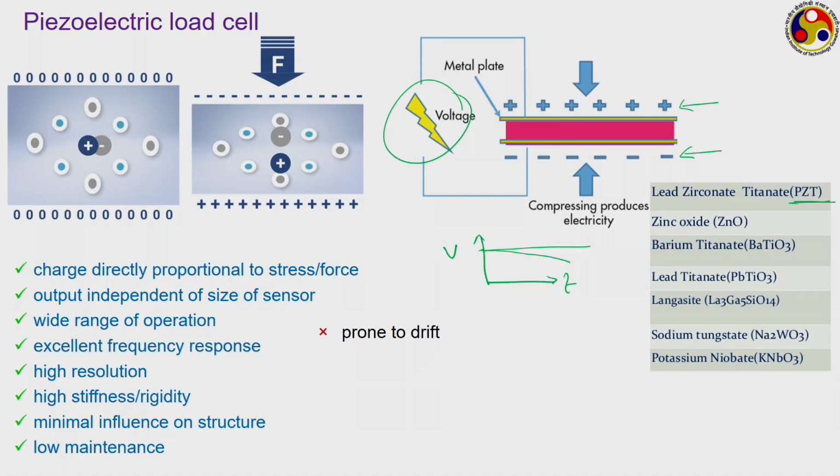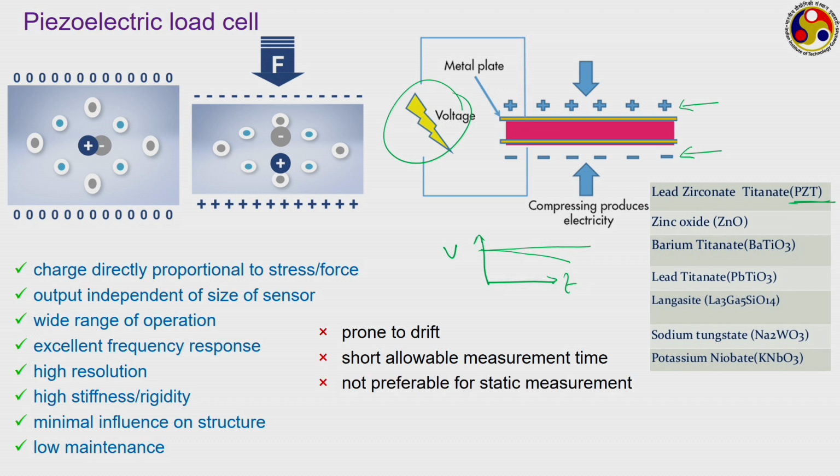Accordingly, the charges always find some way of readjusting themselves so that they can go back to the situation of balance, or system of balance, inside the crystal body itself, and that provides this drift. That is why we generally have quite a short time to take the measurement, and why they are not at all preferable for static measurement, again precisely for this particular phenomenon.